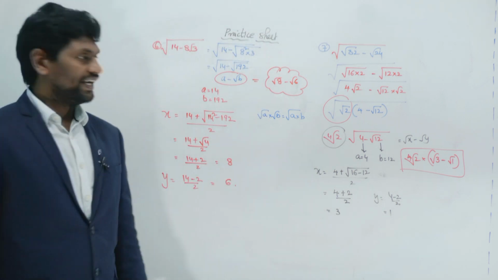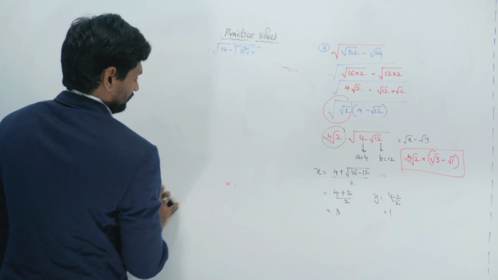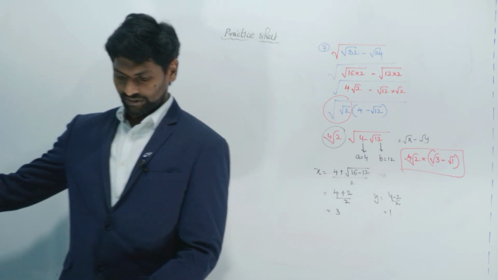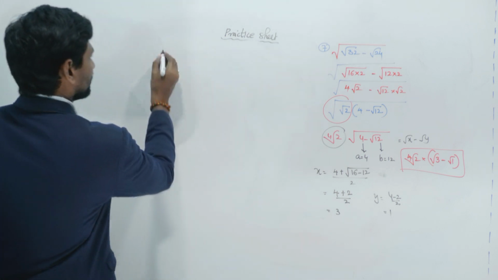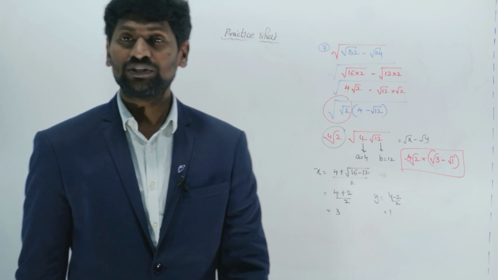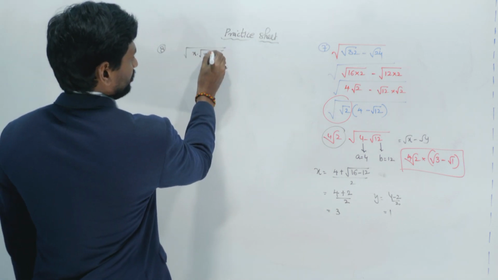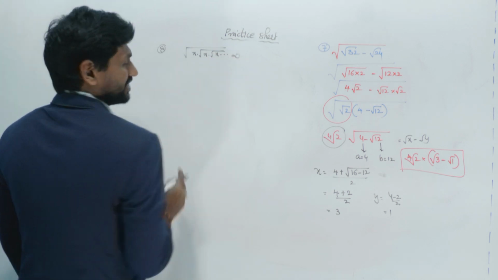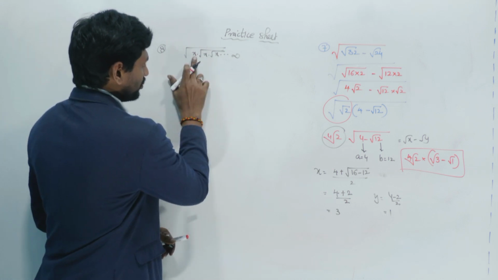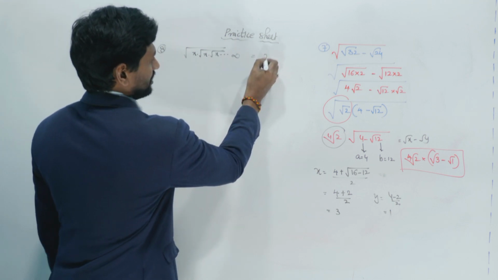Next, problem number 8. Problem number 8 we will discuss. The 8th problem is we need to identify root x into root x into root x and so on, infinity times. You can simply say that whenever you see only one number inside and up to infinity times, the answer is the number itself, x only.